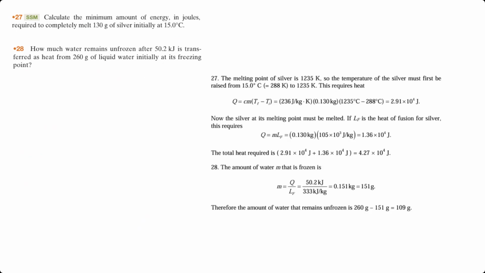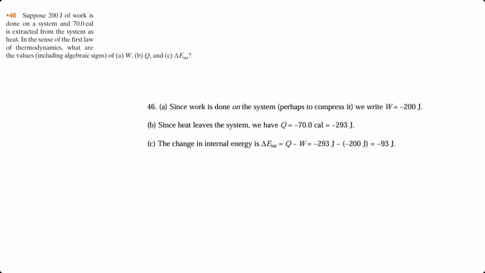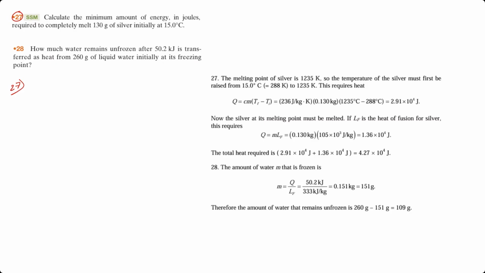Just trying to pick something else. Let's try question 27. 27 is nice and similar to what we were solving. Then we can move on to harder stuff. So we want the minimum amount of energy in joules required to completely melt 130 grams of silver initially at 15 degrees Celsius. So we have the mass, 130 grams, and the initial temperature is 15 degrees Celsius, and we want complete melting. We want Q for complete melting.